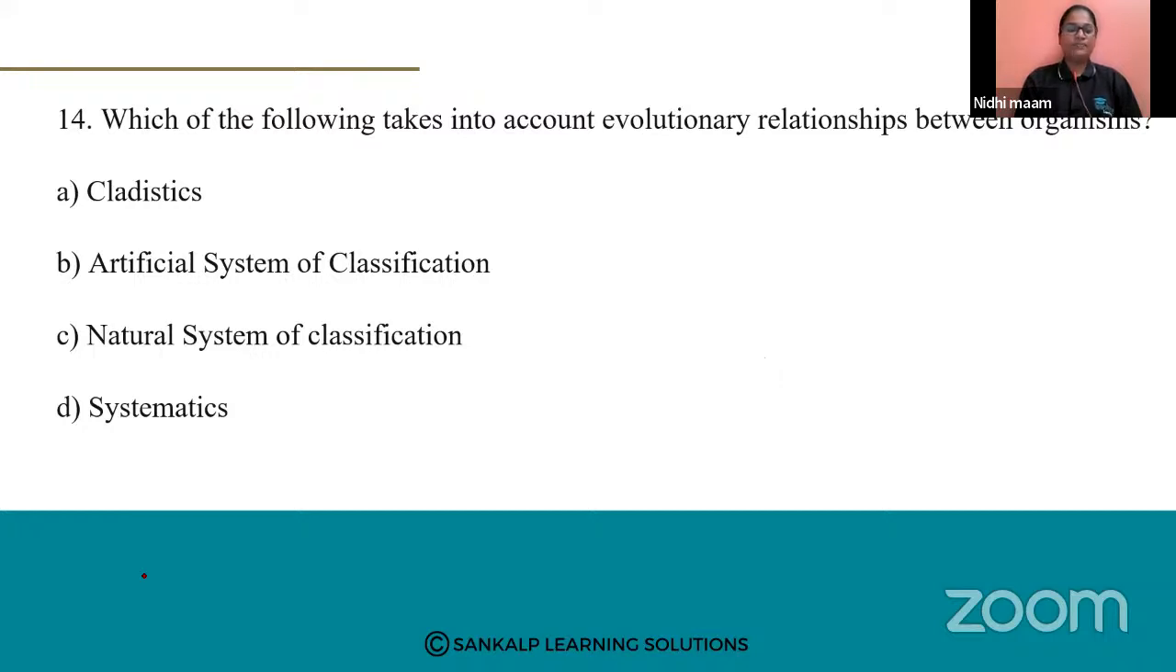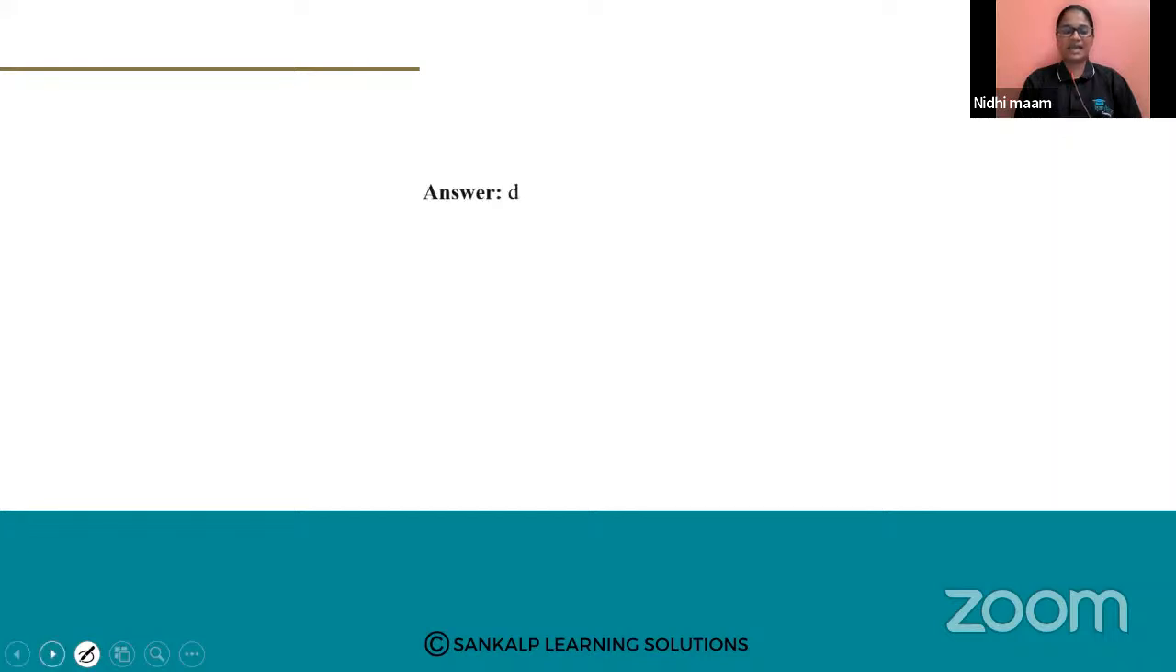Good. So most of you answered it as option B. Some of you answered it as option C. The right answer here is option D. In systematics, we consider evolutionary relationship. Option D is the right answer.